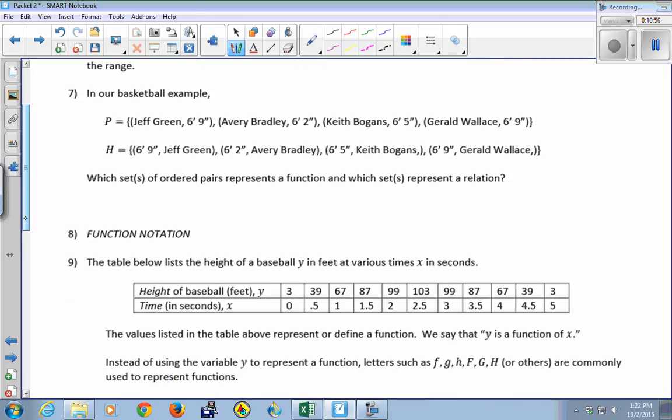So in our basketball example, if we do names and then heights versus heights and then names, which one represents a function?